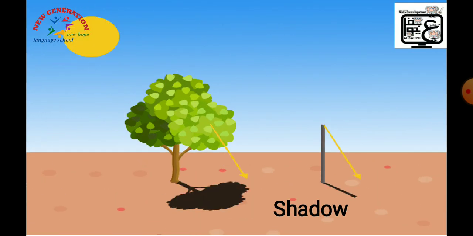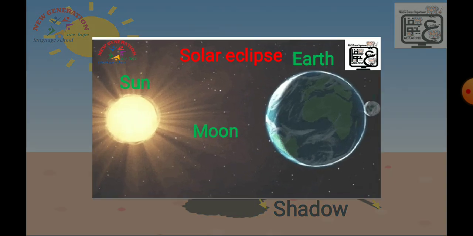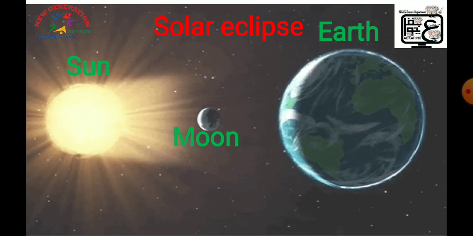Now, my dear friends, look at this picture. Yeah, excellent, super. It's a shadow. Do you know that shadows form when a dark object gets in the way of light and blocks a part of it? So, it's a shadow. Okay, and our session for today is about solar eclipse.